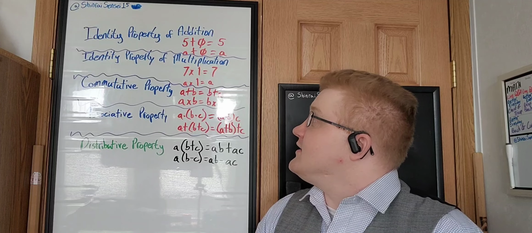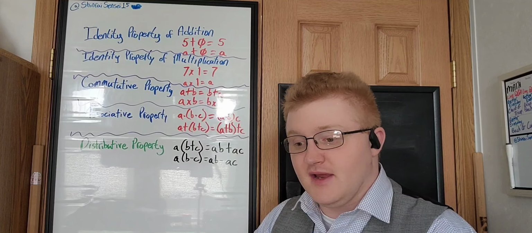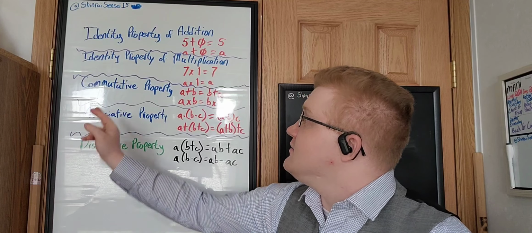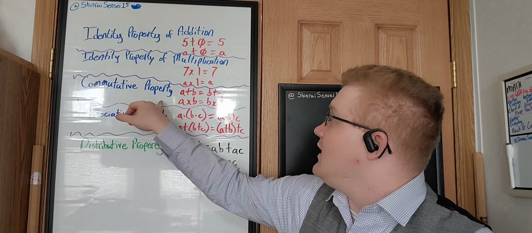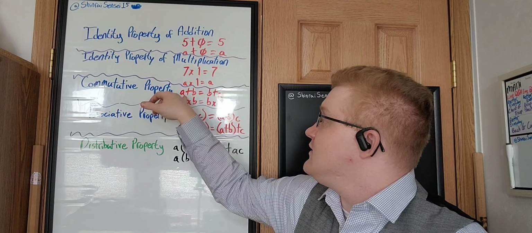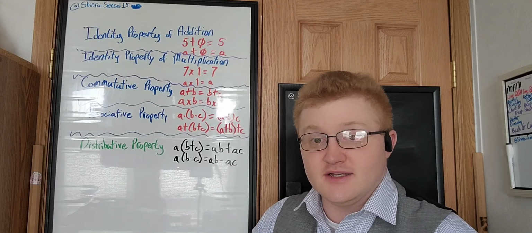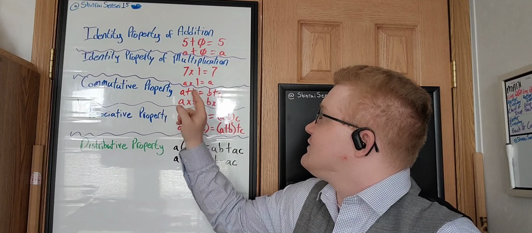Identity property of addition and multiplication, super simple. Anything plus 0 is itself. Anything times 1 is itself. Commutative property, right? So long as there's only one operation being done here, the order that you do it in doesn't matter. That's basically what that means. So if I have A plus B, well, that's equal to B plus A.